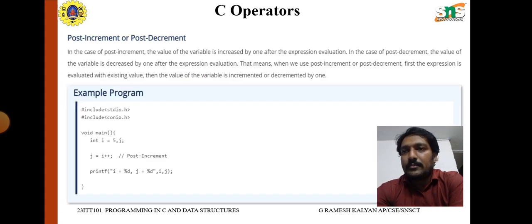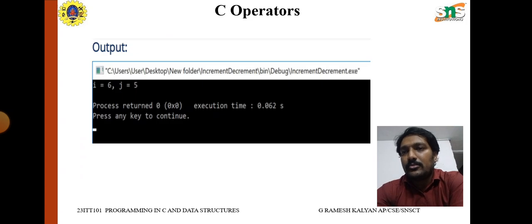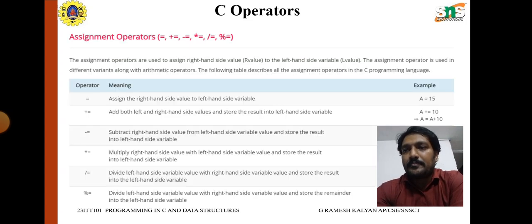So post-increment and post-decrement. As we saw previously, post-increment is where the value of the variable is increased by 1 after the expression evaluation. Previously in the example we saw ++i and --i. In this we could see j = i++. This is the post-increment and post-decrement process, and this is the output of the previous program.